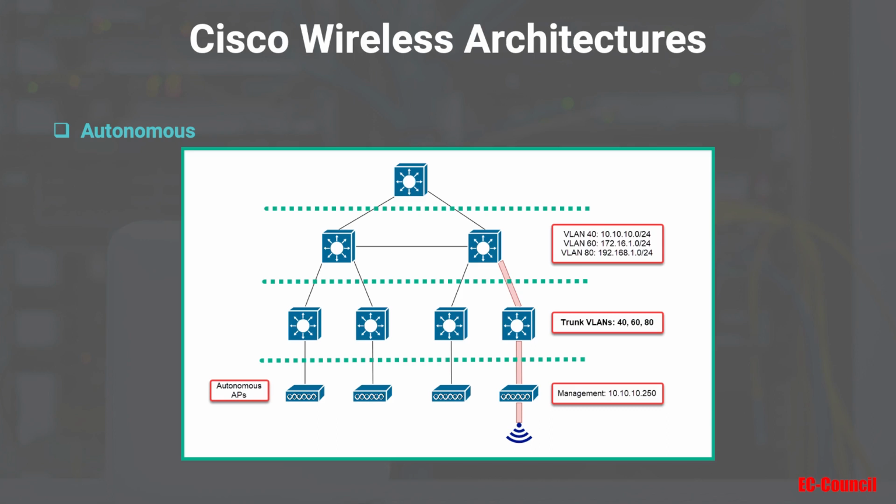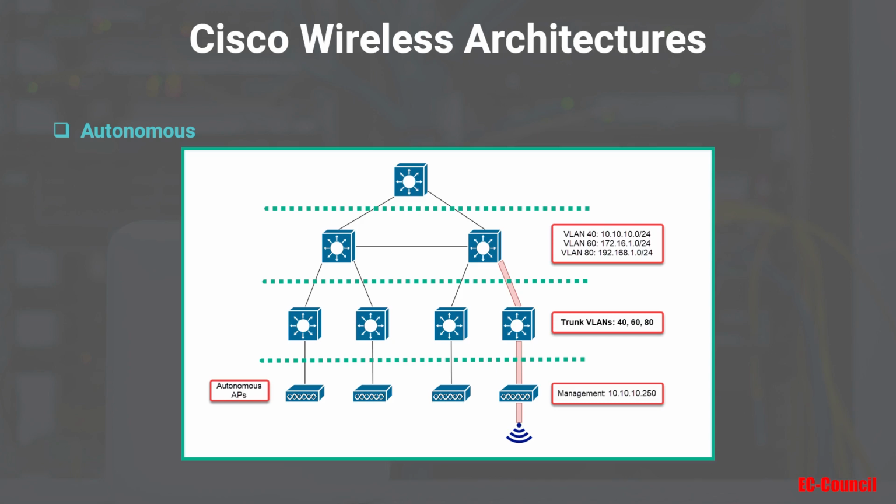Also, notice that each of these APs may have multiple SSIDs, and each SSID, as a service set identifier, can be associated with a different VLAN. So for example, we have 3 VLANs, VLAN 40, 60, and 80. So most likely, we probably have, let's say, at least perhaps 2 wireless networks, or let's say 3. Each of these VLANs can be associated with each of our wireless networks.